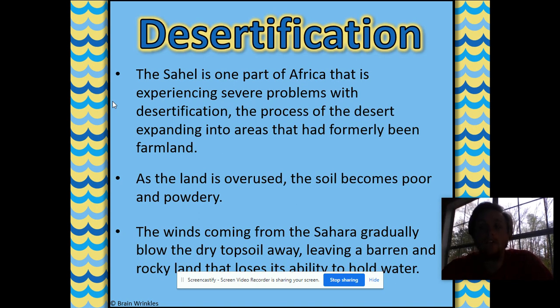So when the desert starts to become drier and drier, the wind will spread the sands to other areas. So basically, area that was savanna or was farmland is now slowly becoming more desert. As the land is overused, the soil becomes poor and powdery, and the winds coming from the Sahara gradually blow the topsoil away, leaving a barren and rocky land that loses its ability to hold water.